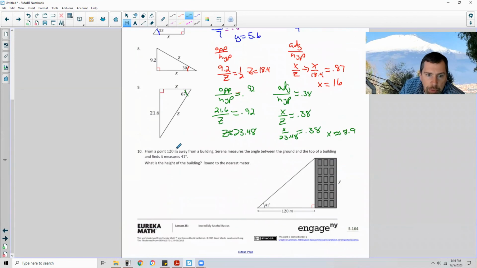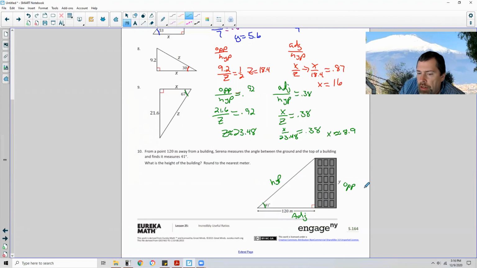Number 10 says, from a point 120 meters away from a building, Serena measures the angle between the ground and the top of the building, and it's 41 degrees. There's our reference angle. What is the height of the building? Round to the nearest meter. So this is opposite, this is adjacent, and this is the hypotenuse.